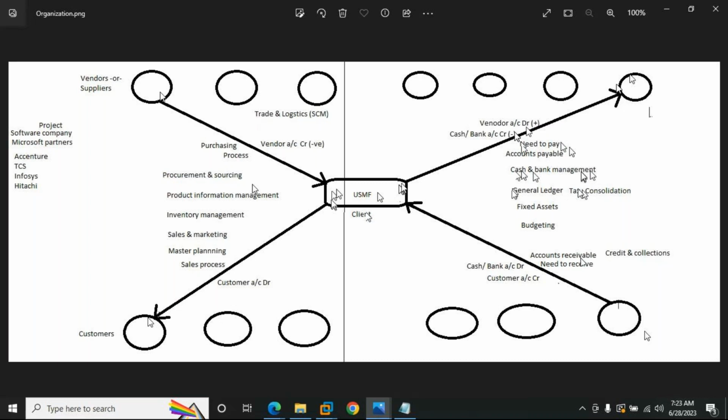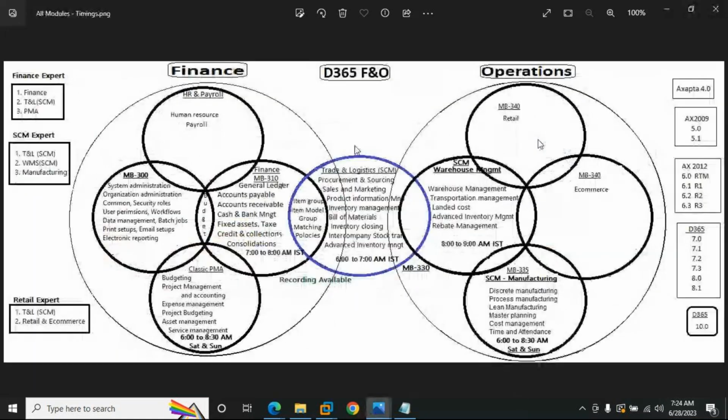And if you have multiple companies, you need to do consolidation. What is consolidation? You will understand later. And if you are running your business, you will have buildings, laptops, furniture and everything. That is fixed assets, and budgeting. So you are going to learn accounts payable, accounts receivable, cash and bank management, general ledger, tax, consolidation, fixed assets, budgeting, credit and collections. These are all submodules of finance, and you are going to learn all of them in the coming sessions.